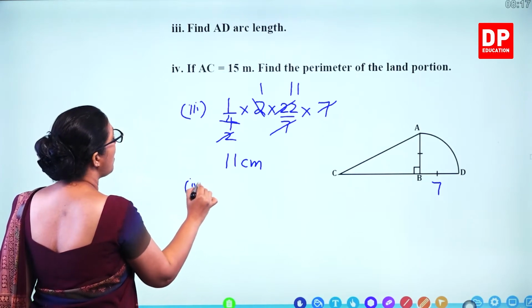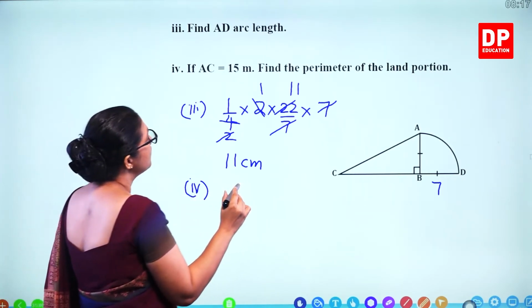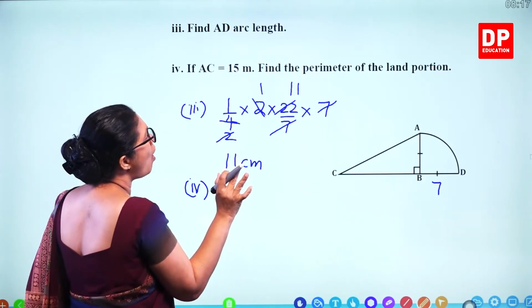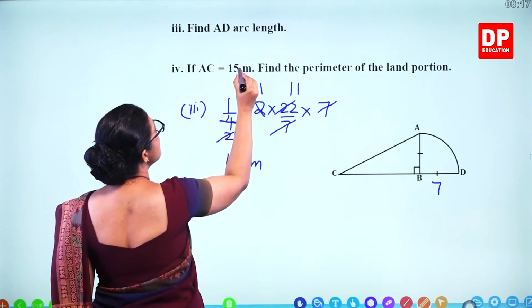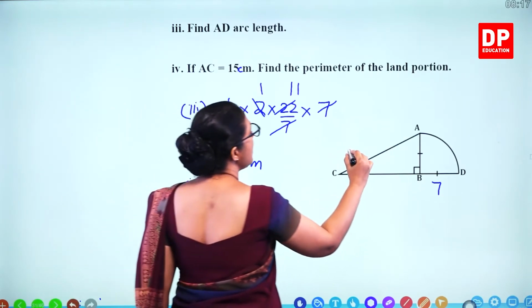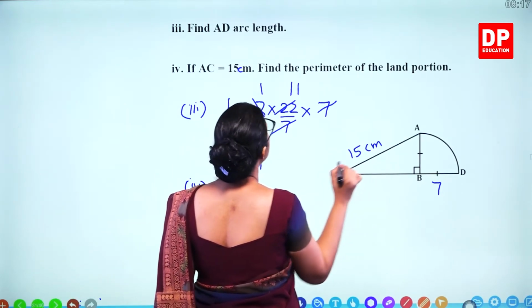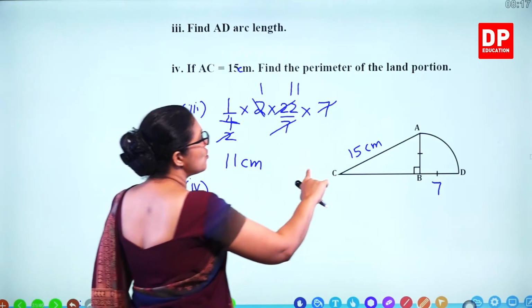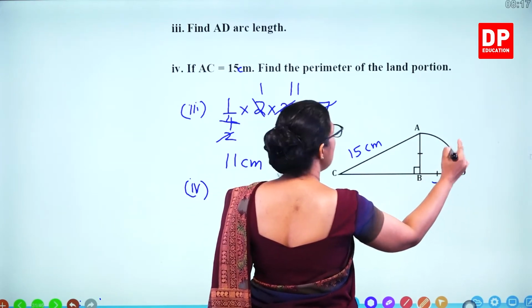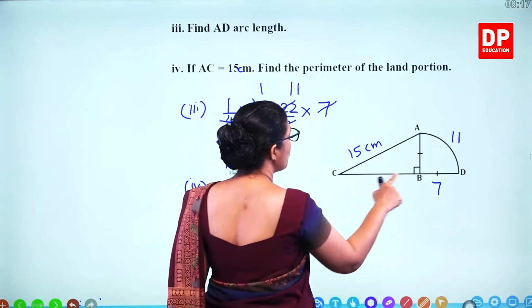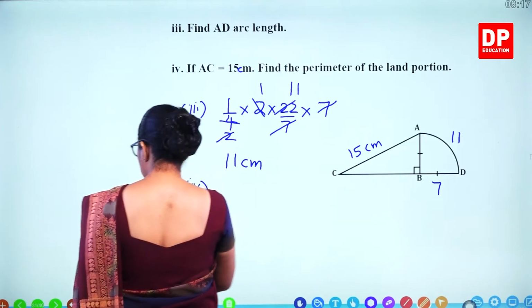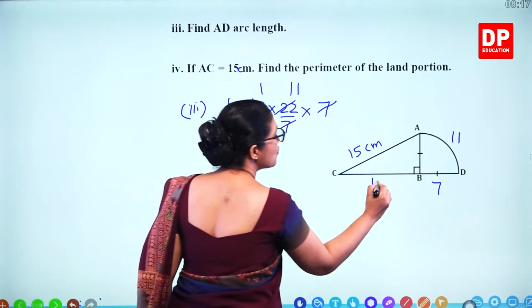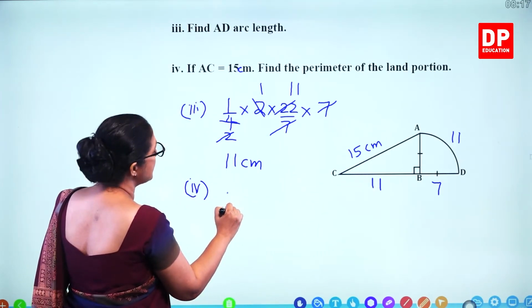And 4th part, if AC is, this should be centimeters. We took all in centimeters. So this is also we'll take in centimeters. If this is 15 centimeters, find the perimeter of the land portion. So this is 15. Arc length we found 11. And what about BC? BC earlier we found as 11. So this is also 11. So what is the perimeter?